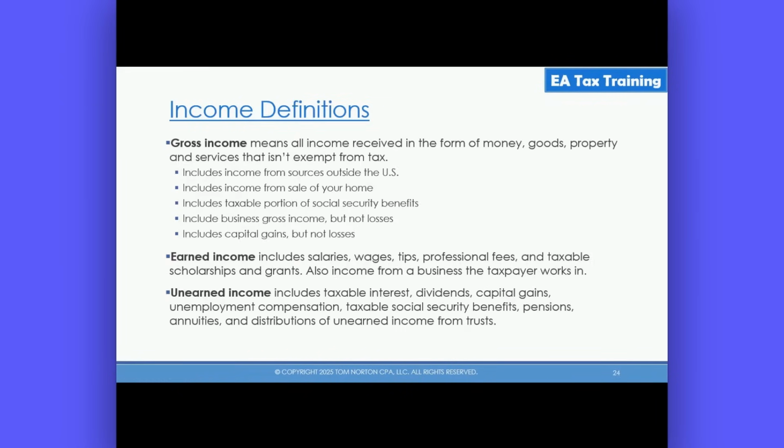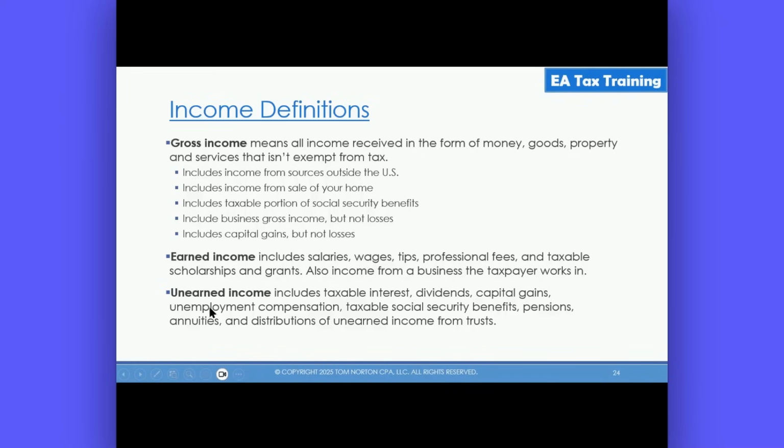When we are looking at those minimum amounts of income in order to file, we need to understand a few basic definitions of types of income. We're going to get into much more detail about income in video 2 of part 1 when we'll talk specifically about income. But for now, we need just to understand these basic definitions. So first, gross income. So this is all income received in the form of money, goods, property, and services that is not exempt from tax. So that is what gross income is. And it includes income from sources outside the United States as well as inside the United States. It could include income from the sale of your home. It includes the taxable portion of Social Security benefits. It includes your business gross income, but not losses. And it includes capital gains, but not capital losses. So all of that is gross income.